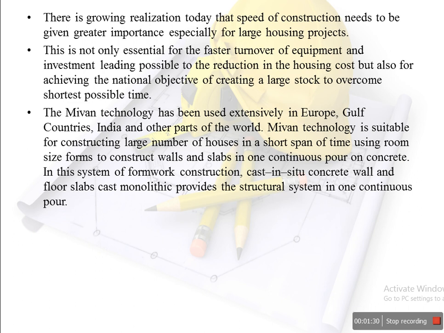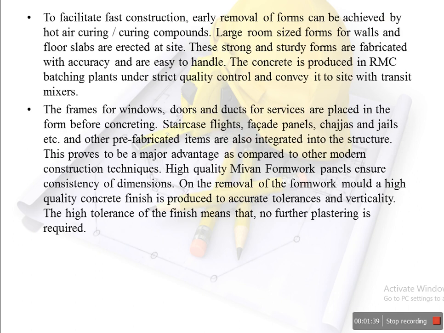In this system of formwork construction, the concrete walls and slabs are monolithic, and the structural system is one continuous pour. The frames of windows, doors and ducts for services are placed in the form before concreting. Staircase flights, facade panels, sills and jails, and other prefabricated items are also integrated into the structure. This proves to be a major advantage as compared to other modern construction techniques.